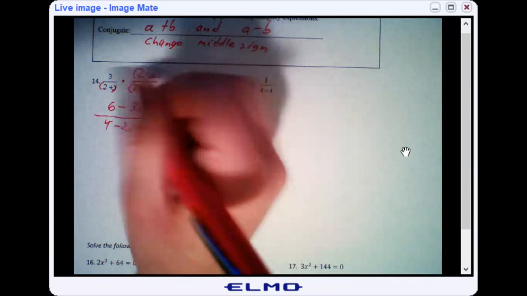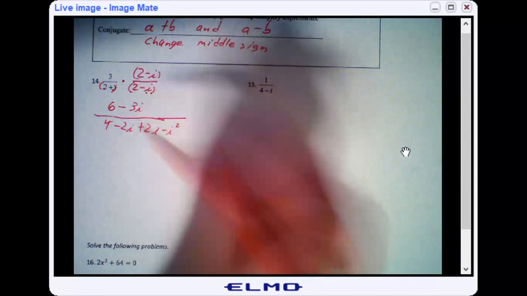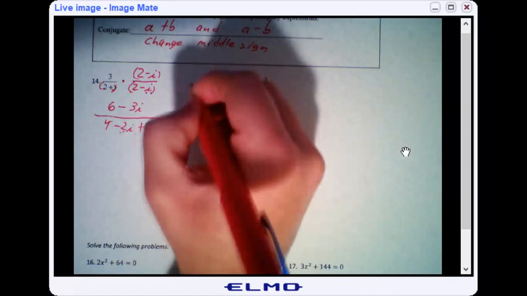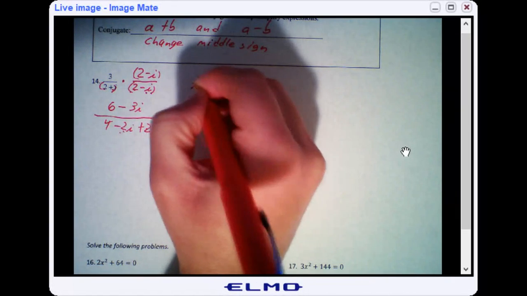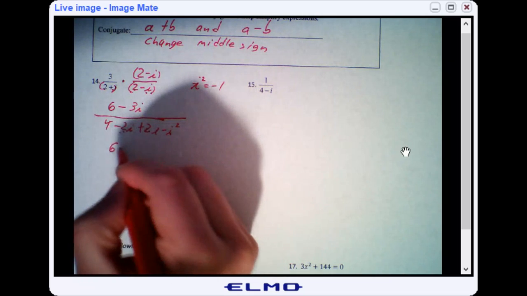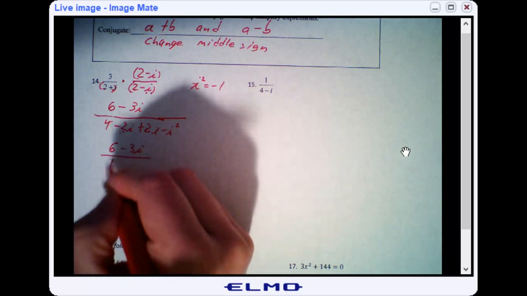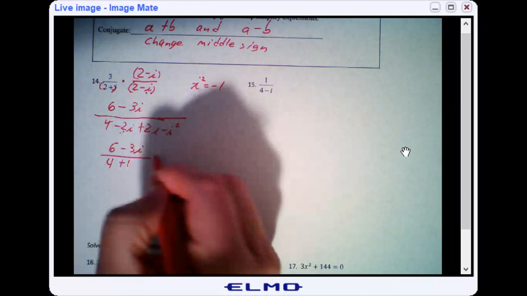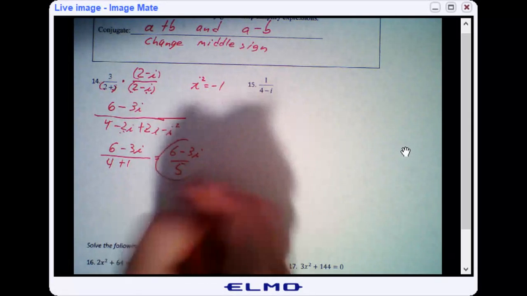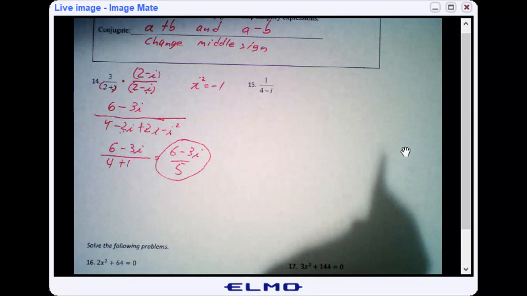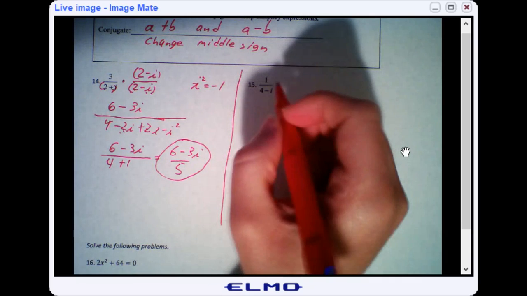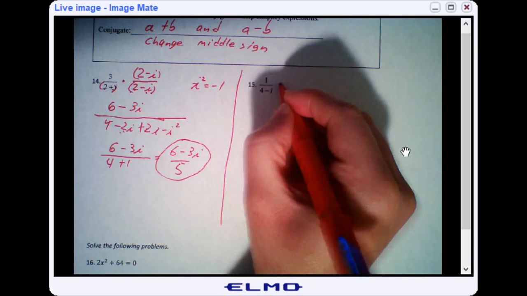So up top in the numerator, I can't do anything. In the denominator, I can simplify some stuff. That's going to become 0. I know i squared is negative 1, so that's going to become a positive 1. So we're going to have 6 minus 3i over 4 plus 1, which is 6 minus 3i over 5. And now I have no more i's in the denominator, so I know it's simplified. For 15, my conjugate would be 4 plus i.